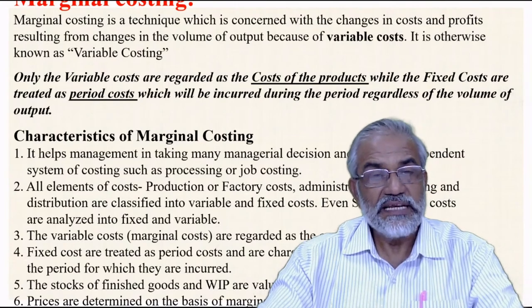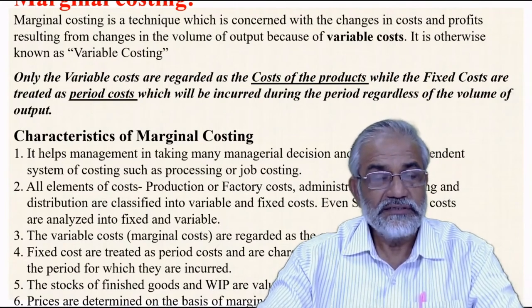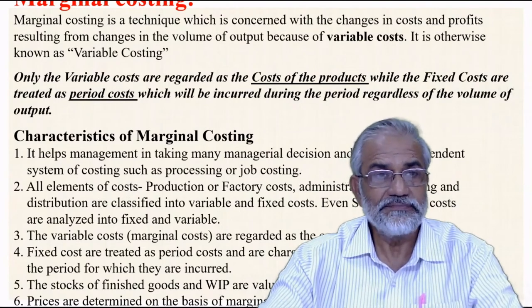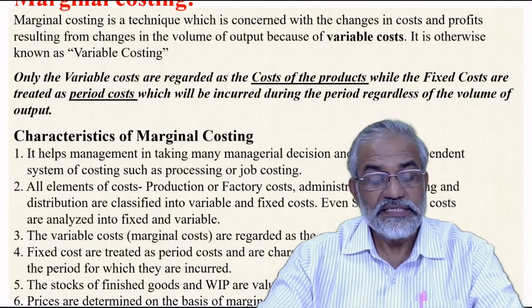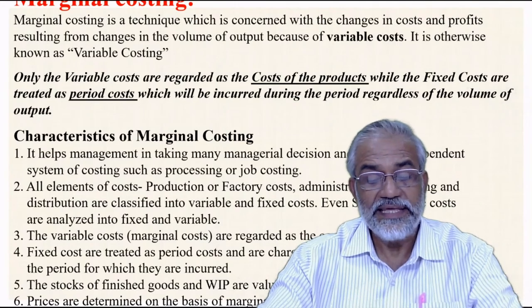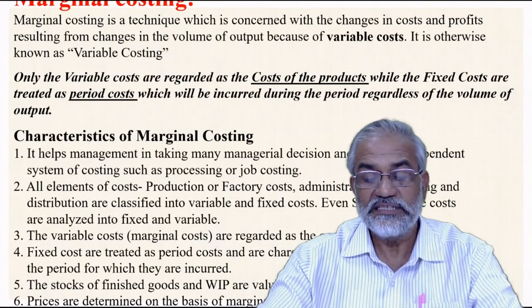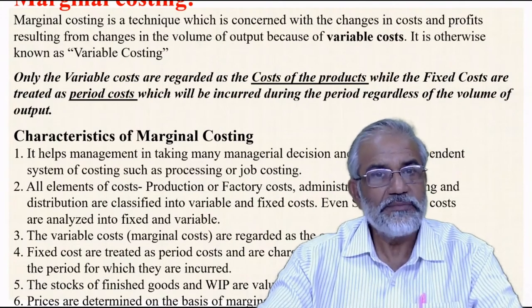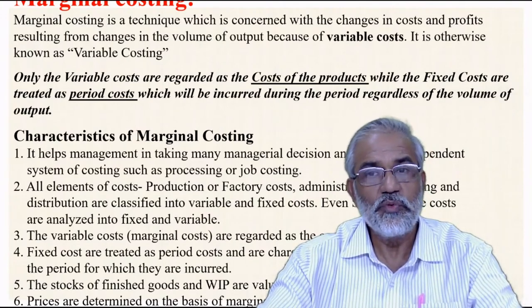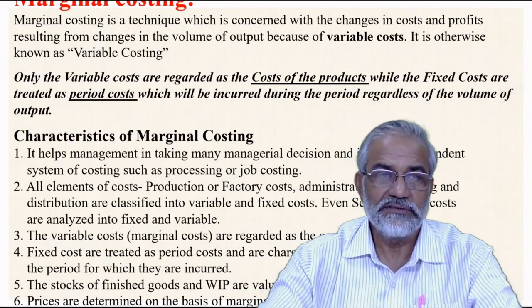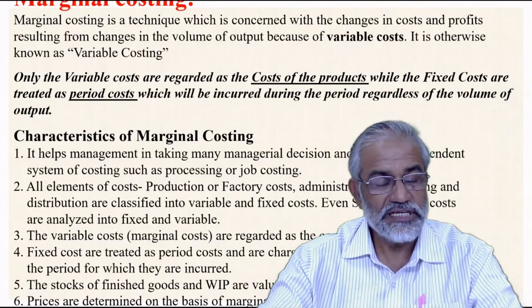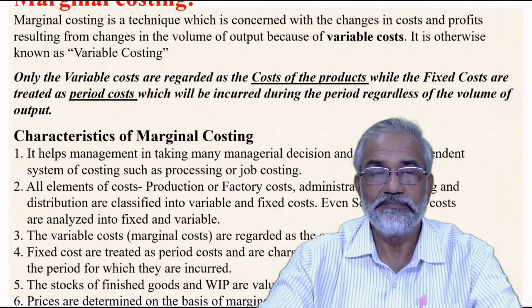And this marginal costing, the topic marginal costing, the application part of which is the cost, volume, and profit analysis, is a method of costing, or it is a technique which is concerned with the changes in cost and profits resulting from changes in the volume of output because of variable cost. It is otherwise known as the variable costing. The variable costing and the marginal costing is one and the same.